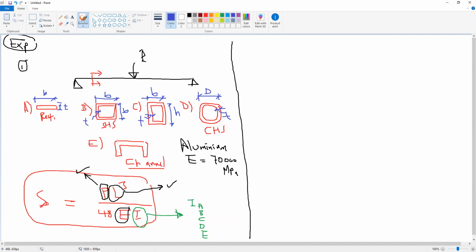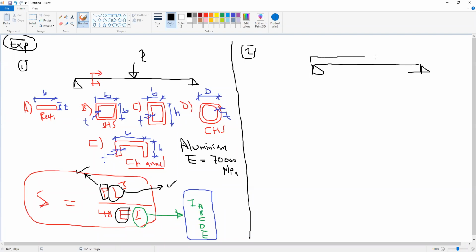Here as well, we need to know b, and this is h, and the thickness is t. So in the lab, using the vernier caliper, you can measure all these dimensions, so you can find the inertia for all beams. And using the inertia for all beams, you can calculate the deflection for them. Okay, we will repeat these 5 cross-section shapes in the second case, which is the uniform distributed load.